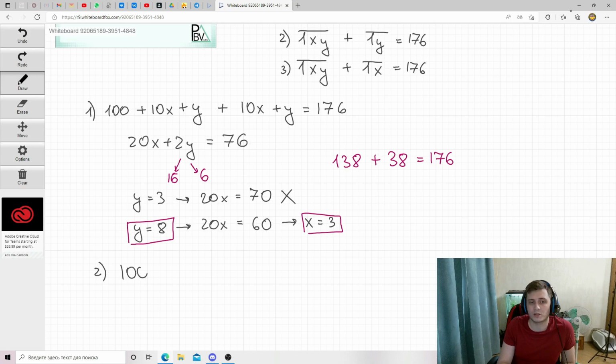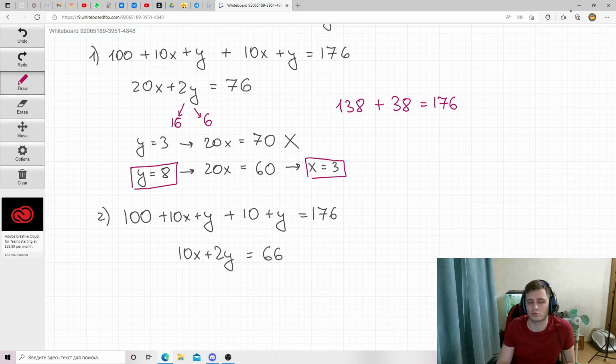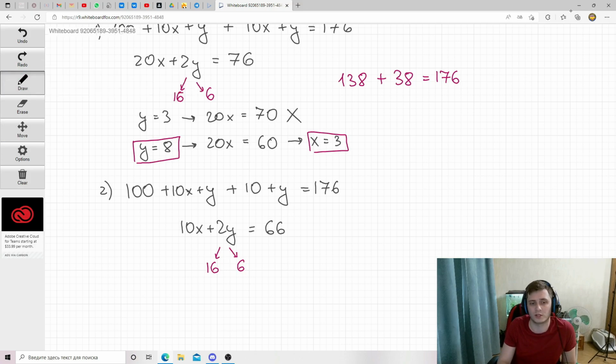So the equation will be the following: 100 plus 10x plus y. The formula for the first number will remain the same regardless of the option. Plus 10 plus y equals 176. Again, we can move 110 to the other side of the equation, and we get the equation 10x plus y plus y equals 66. We see a similar situation here, and our reasoning will be similar too. Since only y represents the ones digit, 2y can equal either 6 or 16 again. So we see one more time that y can be either 3 or 8.